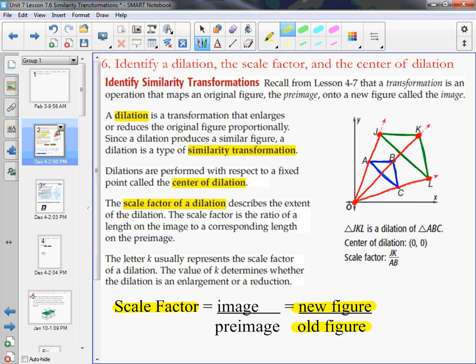And to use the words the book uses, the new figure is called the image. The original figure is called the pre-image. Image and pre-image. New and old. And then to repeat myself, if the new figure is larger than the original figure, it's an enlargement. If the new figure is smaller than the original figure, it's a reduction. Those are your only two choices.